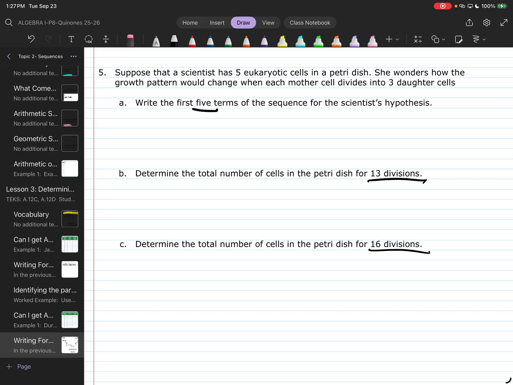What's my first term in the sequence? I'm starting out with 5 cells. So a sub 1 is equal to 5. What is happening every single time I multiply, which we would call that what in a geometric sequence? r is equal to 3. You have enough information now to give me the first 5 terms, how many cells we'd end up with after 13 divisions, and how many we have at 16 divisions. I'm going to give you and your groups about 5 minutes for this. Starting now.